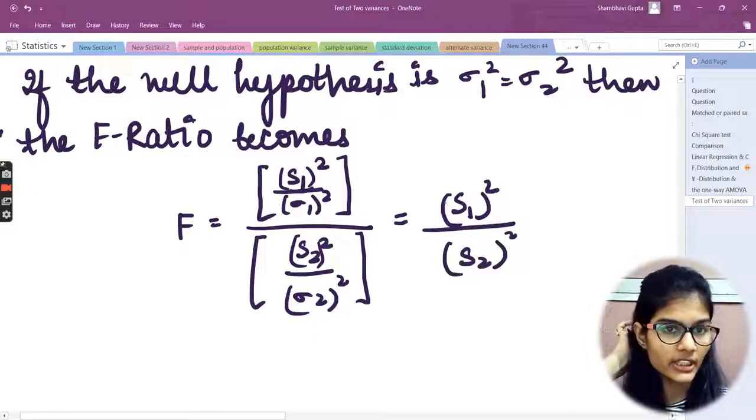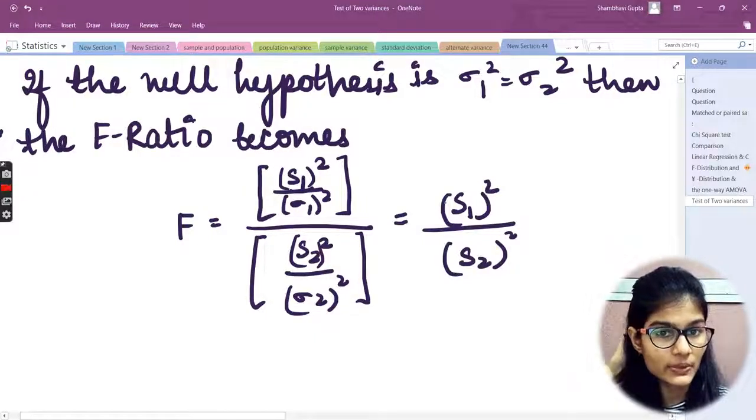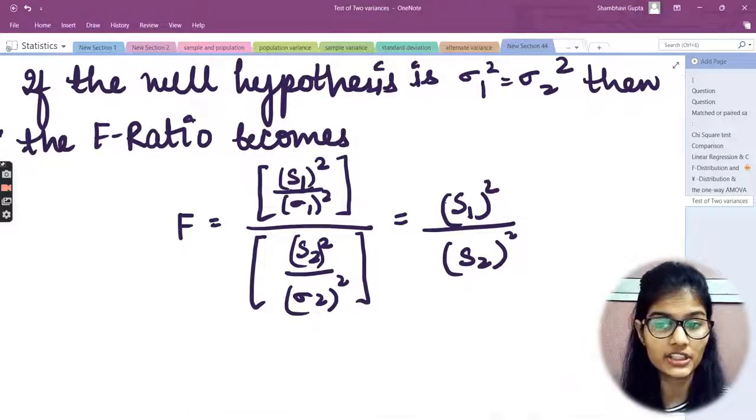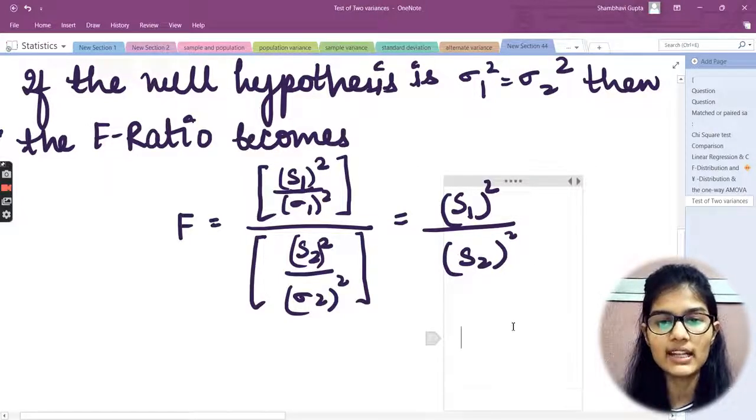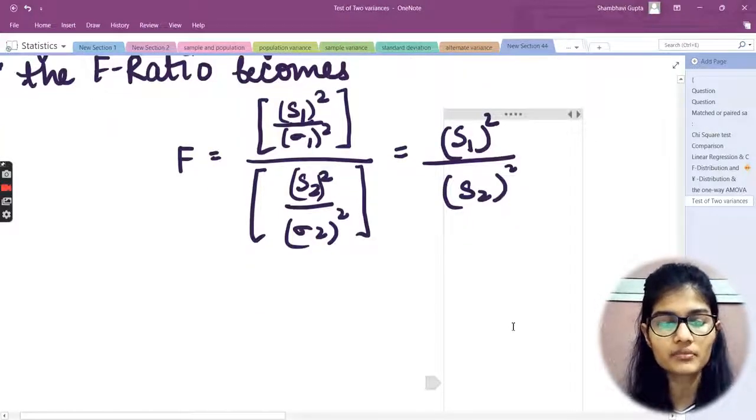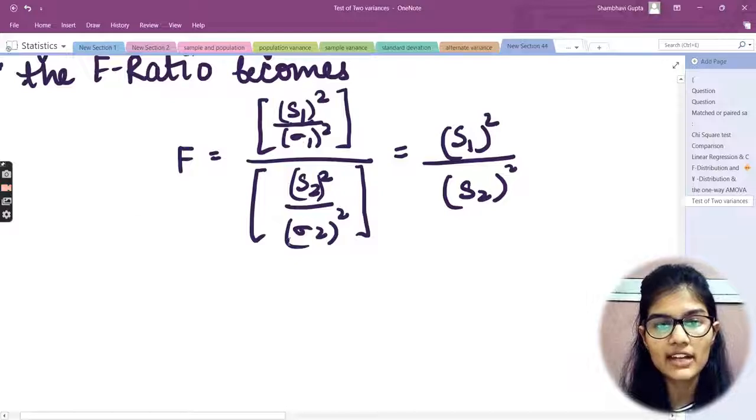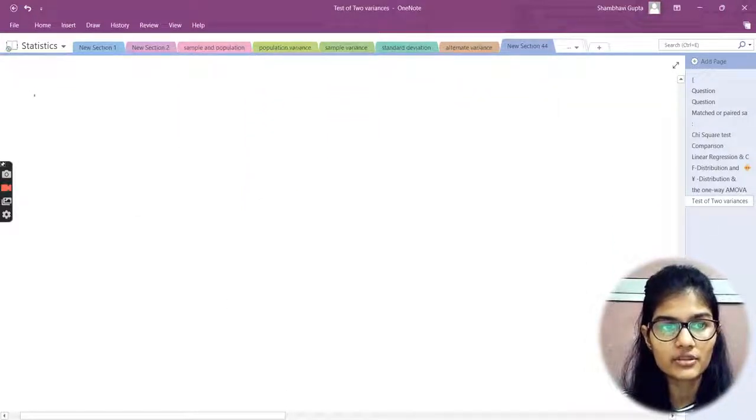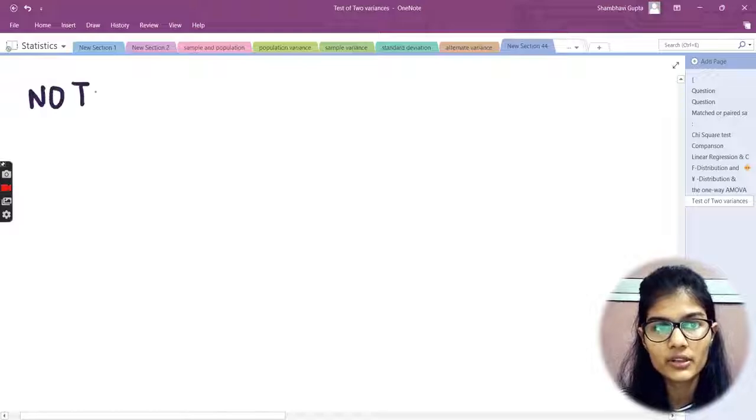So the F ratio becomes F is equal to S1 square upon sigma 1 square divided by S2 square upon sigma 2 square, that is equal to S1 square divided by S2 square. Now this is one of the main formulas which we use here. But here is a note that you should keep in mind while using it. So I am just going to mention that note here.